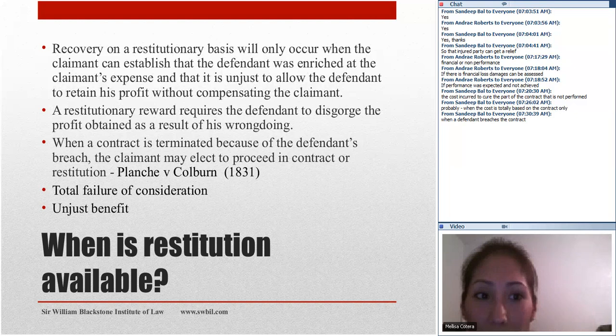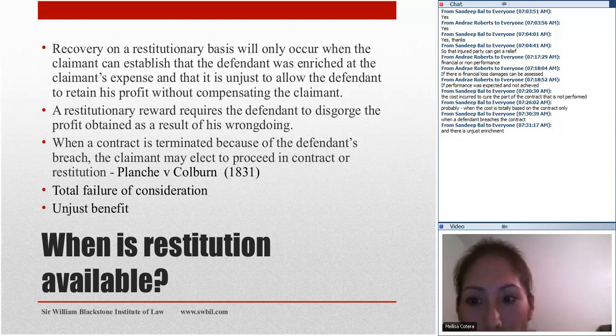Recovery on a restitutionary basis will only occur when the claimant can establish that the defendant was enriched at the claimant's expense and that it is unjust to allow the defendant to retain his profit without compensating the claimant. A restitutionary reward requires the defendant to disgorge the profit obtained as a result of his wrongdoing. When a contract is terminated because of the defendant's breach, the claimant may elect to proceed in contract or restitution.